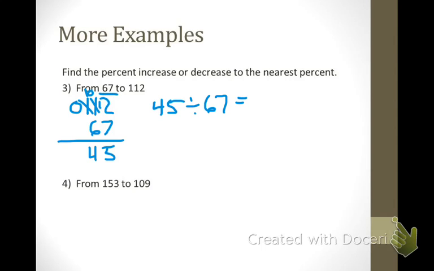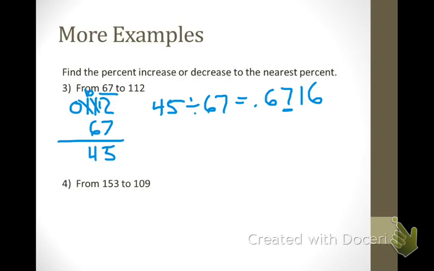I don't want to divide by 112. So 45 divided by 67, I'm using my calculator right now to figure that out. You can do the same with yours. It would be 0.6716. I always write 4 places out. You have to write at least 3 places because we're going to be rounding to this place value right here once we move the decimal.